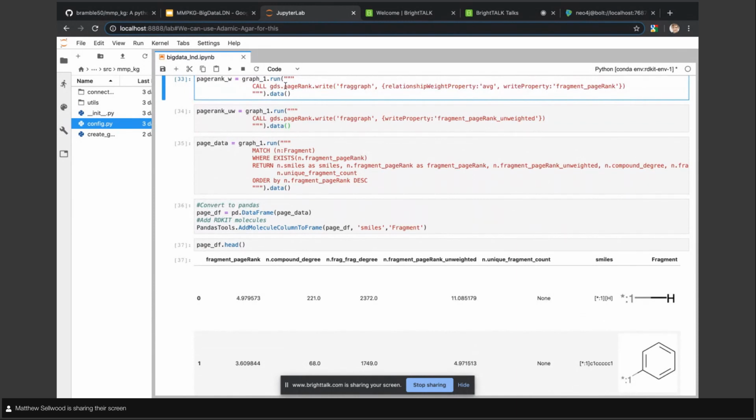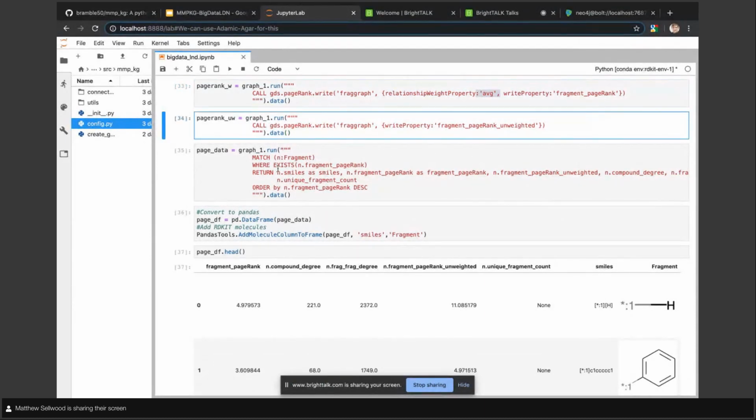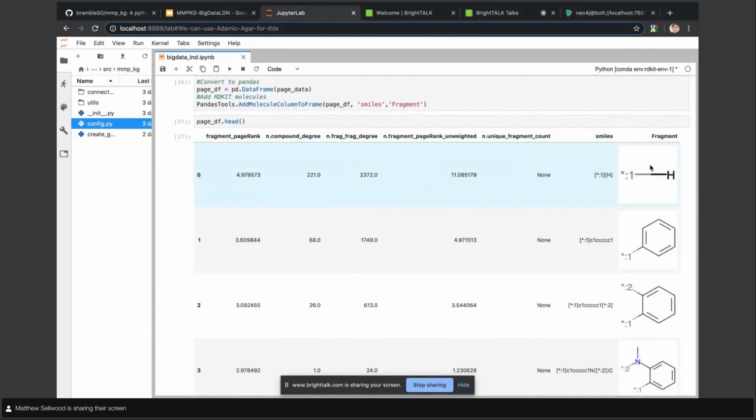So here we've written two types of PageRank to the graph. So we've written the weighted PageRank and the unweighted PageRank. Here we've weighted it based on the property change, this average value from the graph, and then we've returned the data. And so here what we can see is the fragment that has the biggest impact on the graph is actually hydrogen.